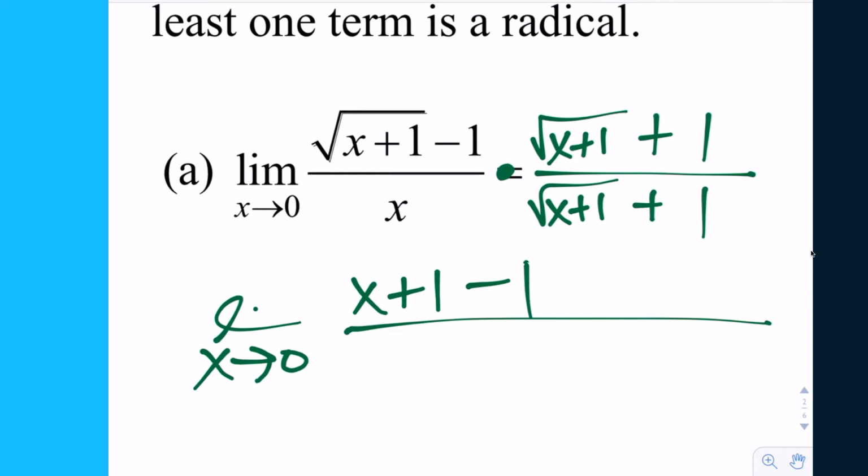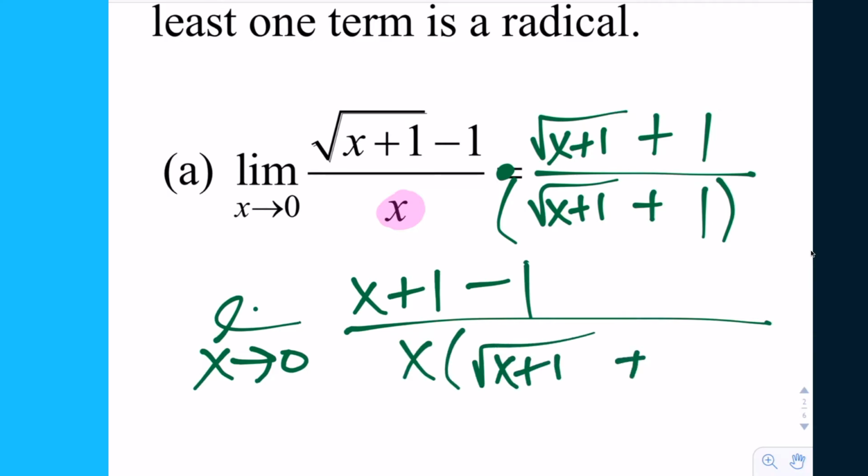Now, in the denominator, we have an x times this two-term dude. The question is, do you want to distribute the x and expand it or leave it factored? You leave it factored because we've already identified the bad guy as x, and we can only divide out common multiples or factors, so we leave it factored. So we got x parentheses square root of x plus 1 plus 1. Now, that is equivalent to the original expression, but does it help us eradicate the bad guy?